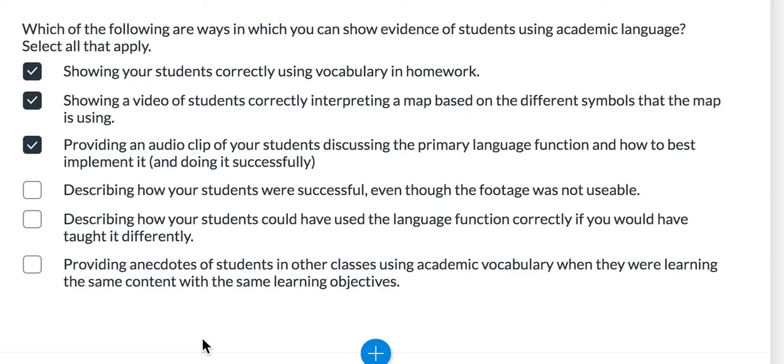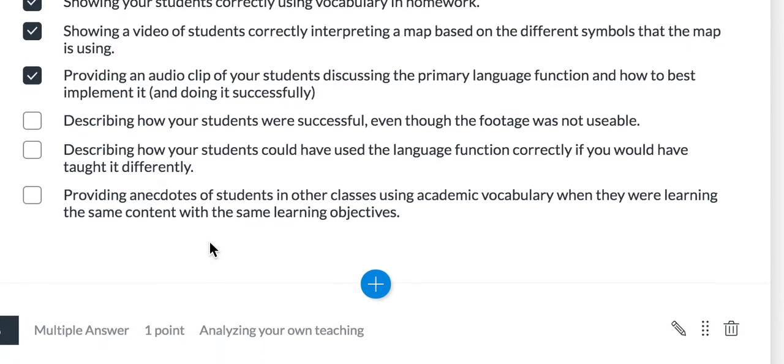Looking at ways you can show evidence of using academic language, I think the only one that people really picked that shouldn't have been picked was this one, describing how your students could have used the language function correctly if you would have taught it differently. Well, that's not showing that they actually did it. That's saying that they didn't, but next time they might, or next time they will, and that's not showing evidence of language use.